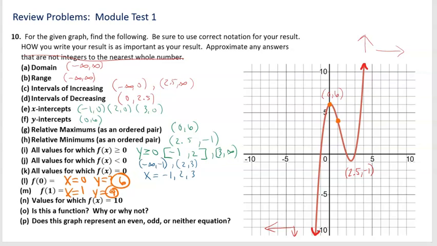Now, question N, values for which f of x is equal to 10. So that's backwards. That's asking when y is 10, what is x? So I need to go up to y equals 10. So right here at the very top of my graph, I don't go down because y equals 10 is that horizontal line. That's that point right there. And I got to think backwards. That is x is equal to 4. Gives me y is equal to 10.